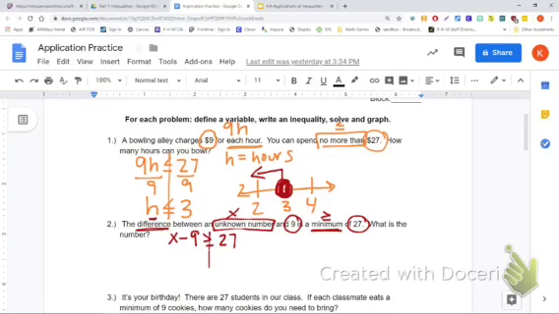Okay, so let's go ahead and get this letter by itself. We're going to start by adding 9 on both sides. And we get that x has to be greater than or equal to 36. And in this case, my x stood for an unknown number.